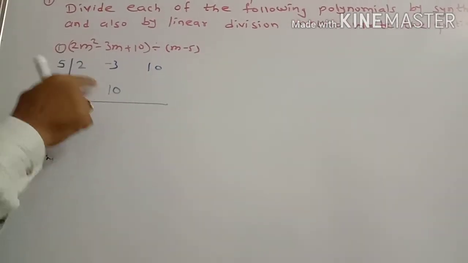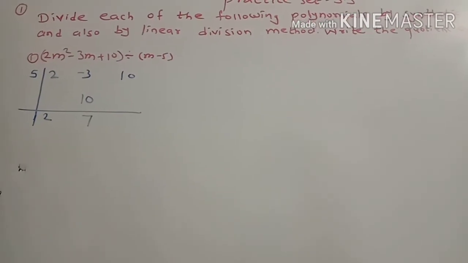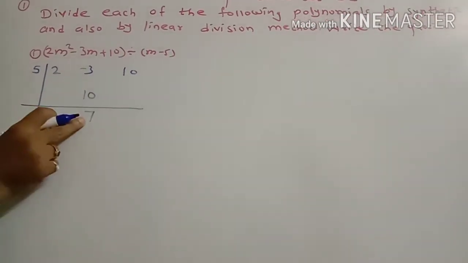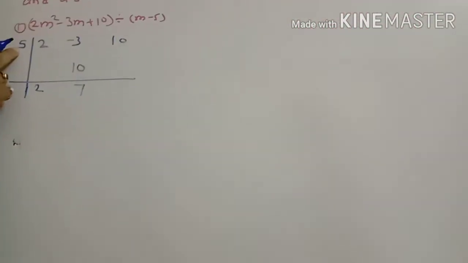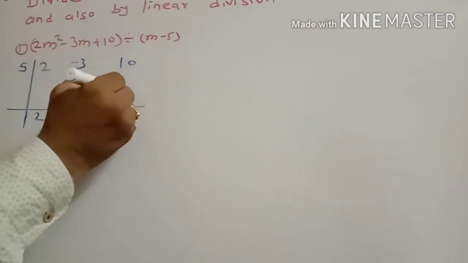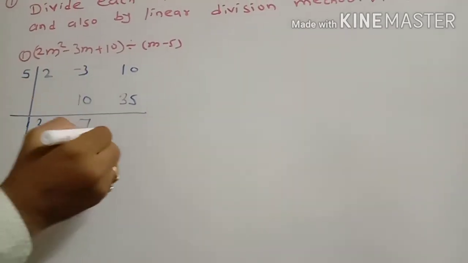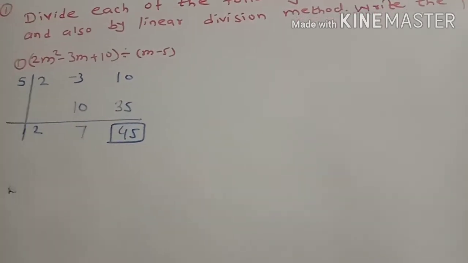Then we take the addition of this. Now 10 minus 3 is 7. Now again take the product of this 5 and 7. 7 fives are 35, and write this 35 below the third coefficient, that is 10. Now we take the addition: 45, and this 45 is the remainder.